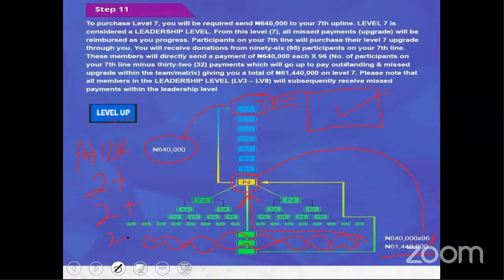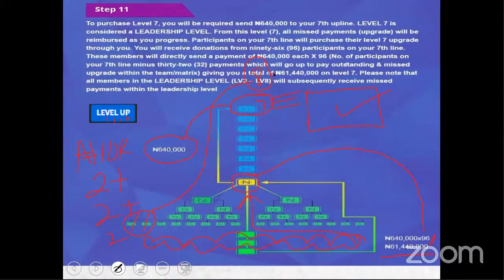Everybody's inviting their 2 or more, 2 or more. The team is growing exponentially. The matrix is growing faster. People are upgrading. And gentlemen, the cash is flowing. Remember what we said: your first 2 payments at level number 1 and level number 2, you add them together again and upgrade yourself into the last and final level, which is now level number 8.